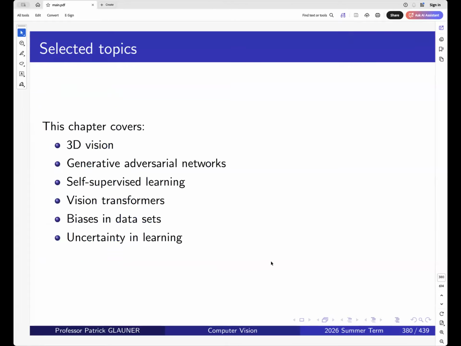And then in the selected topics today, we saw biases in data sets and uncertainty in learning. Last year, the vision transformers were very popular for the projects, so we discussed that more in the lecture.